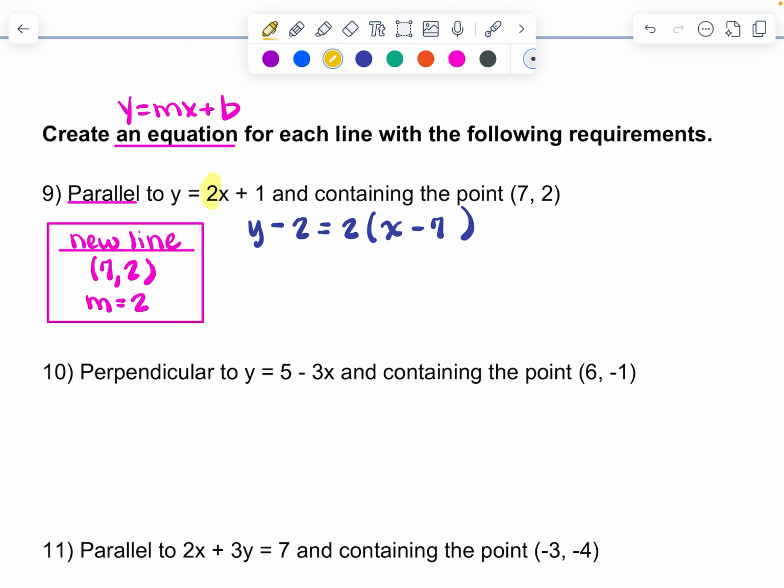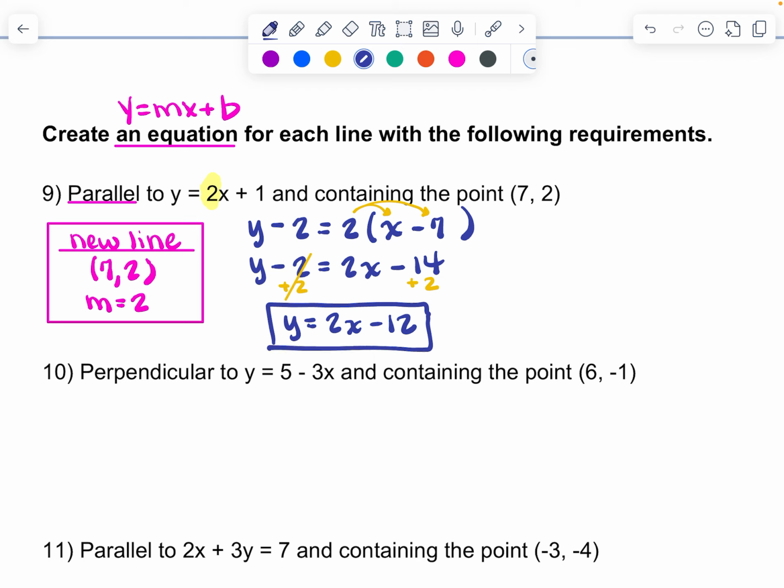All right, and then we do our little 2 steps to get from point slope to slope intercept. It's the same 2 steps every time. I'm going to bring down y minus 2. I'm going to distribute my 2, so I get 2x minus 14. And then we need to move the minus 2 by adding 2 to the other side. Again, it's the same steps over and over and over again. So y equals 2x minus 12. And there you have it.